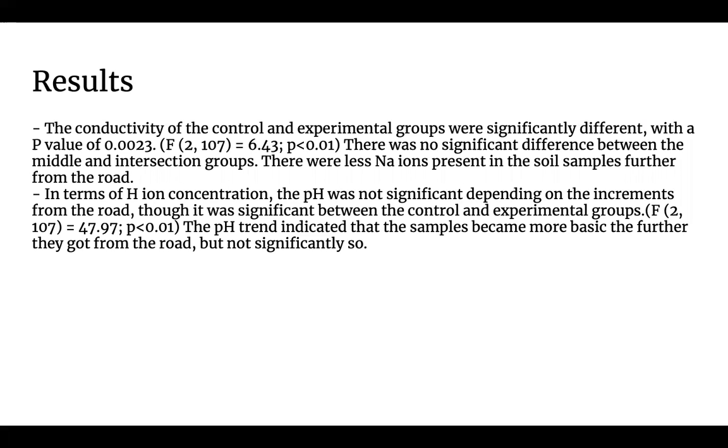In terms of hydrogen ion concentration, the pH was not significant depending on the increments from the road, though it was significant between the control and experimental groups with the p-value again less than 0.1. And the pH trend indicated that the samples became more basic further from the road, but not significantly so. So we don't have any significant statistics there, but it did get more basic.